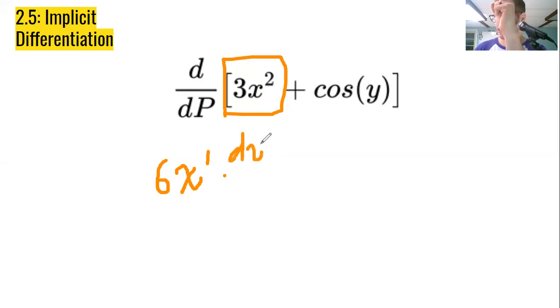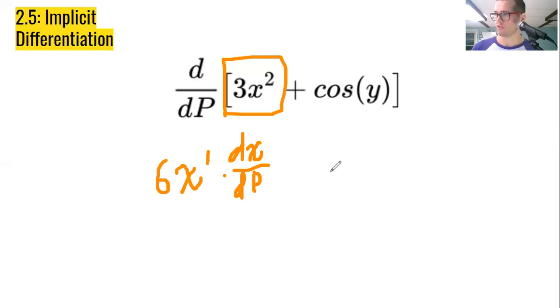dx over dp because I'm assuming that this is a composed function, that it used to be 3 of something in parentheses with p in there. I don't know what that is. I'm just saying it's x. So I need to multiply by that. Well, let's go over here.